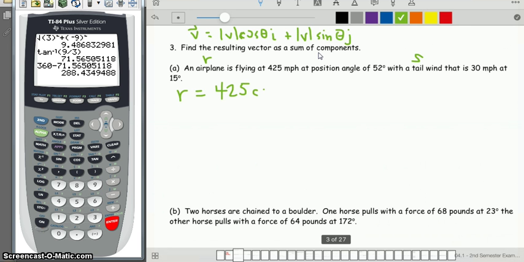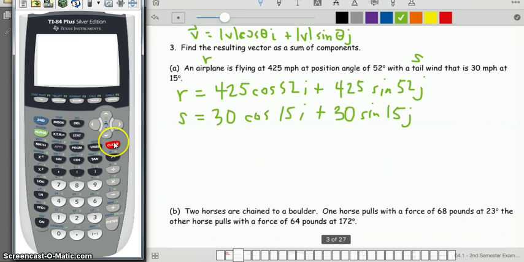So 425 cosine 52 i plus 425 sine 52 j. I'm going to do the same thing for the other guy. So here's the R and S written out there.